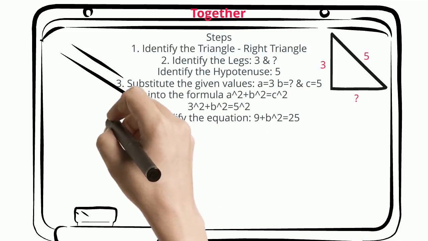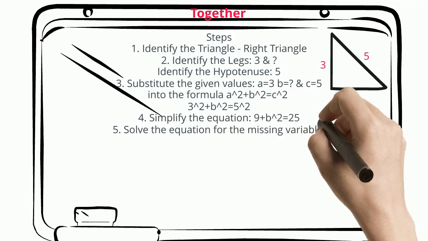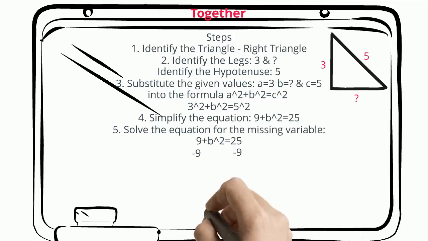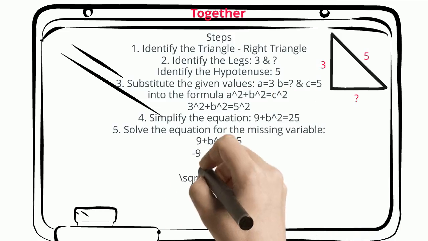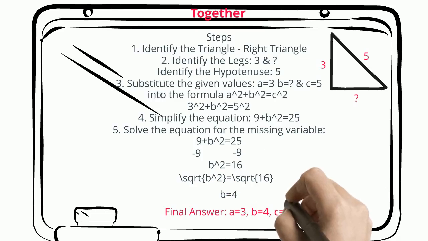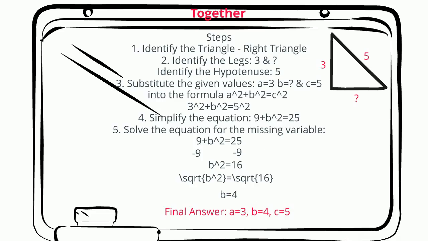gives us 3 squared plus b squared equals 5 squared. Simplifying that, we're left with 9 plus b squared equals 25. Solving it, we're going to subtract 9 from both sides. We're left with b squared equals 16. Taking the square root of both sides, we get 4 is the square root of 16. So our final answer is a equals 3, b equals 4, and c equals 5.